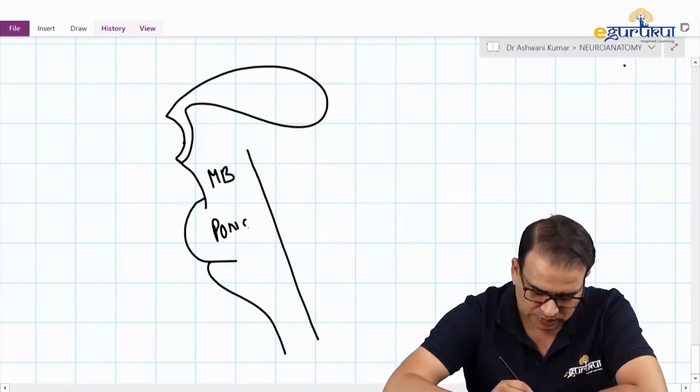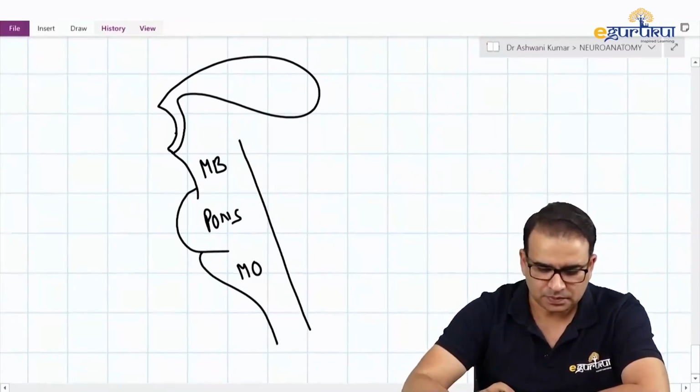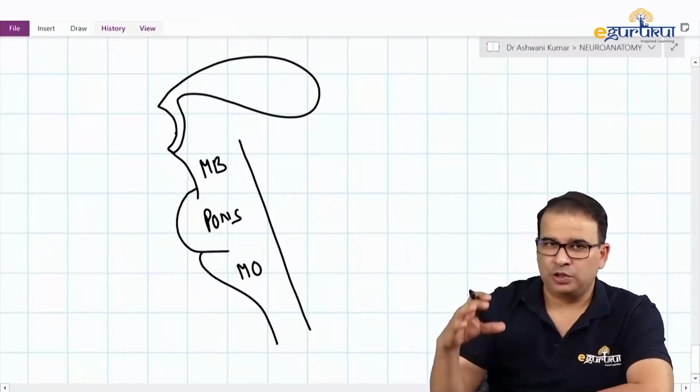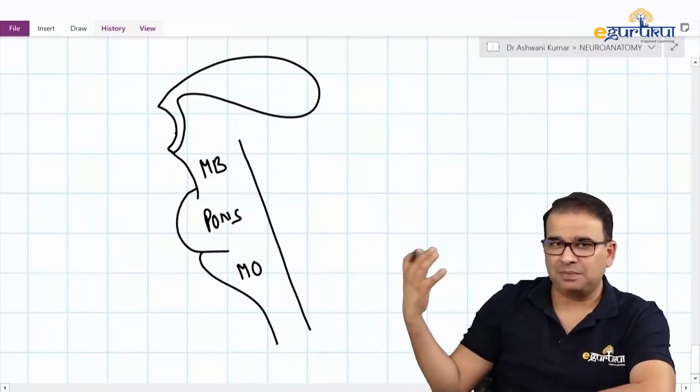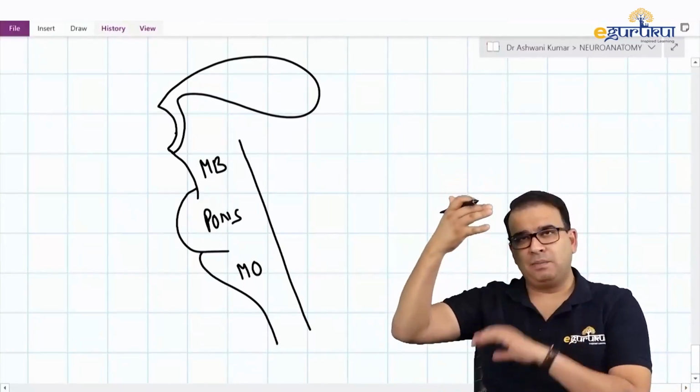This is pons, and this here is medulla oblongata. We already discussed the location of the cerebellum. You see, the cerebellum is predominantly present behind the pons. I mean, it is expanded backward, so it looks like it is covering the midbrain and medulla also.